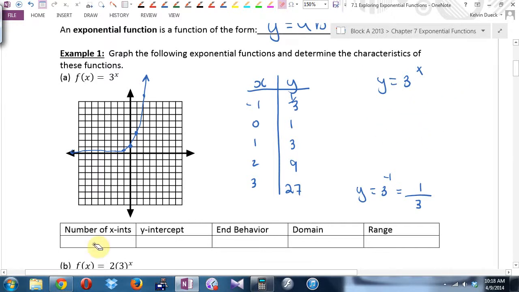How many x-intercepts are there? It's a trick question. None. It gets really close. None. How many y-intercepts are there? What is the y-intercept? What comma what?